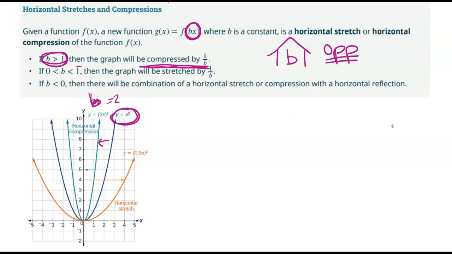If you have a number between 0 and 1, then it's going to have a horizontal stretch of the reciprocal. And if b is negative, you're going to reflect so that negative x's become positive, and so on and so forth.